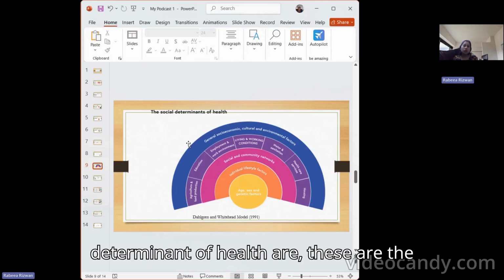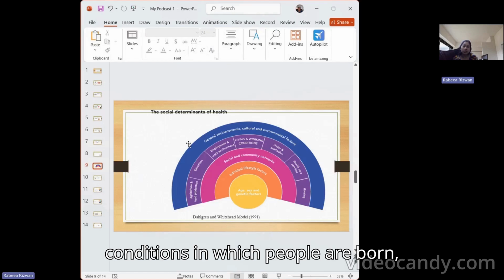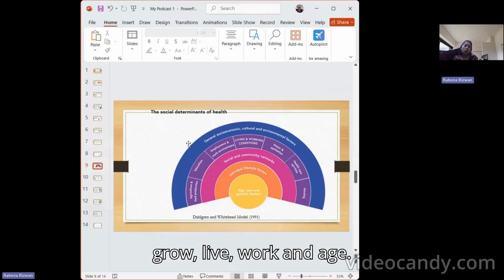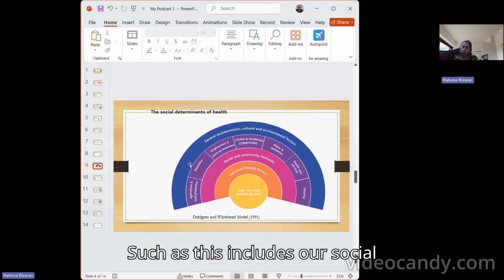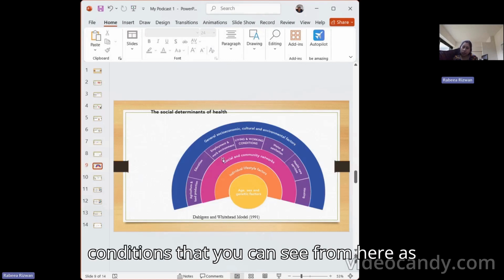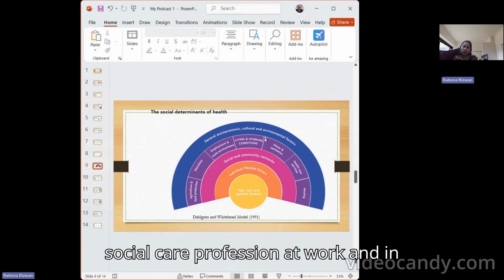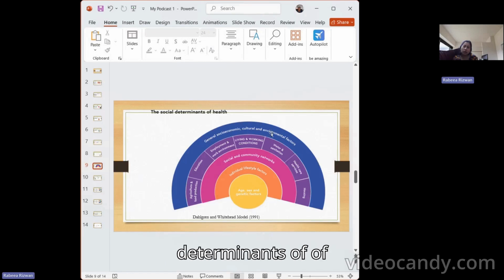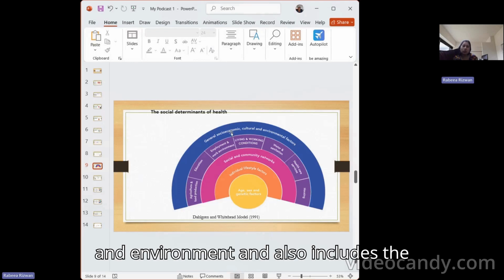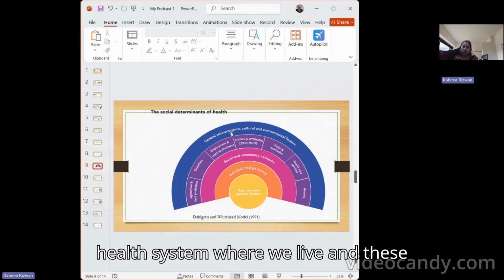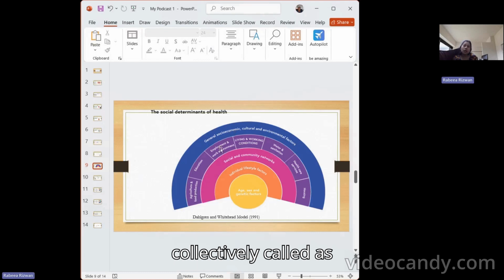These determinants of health are the conditions in which people are born, grow, live, work, and age. This includes our social networks and socioeconomic conditions, which you can see from these diagrams and the Whitehead model that we use in our health and social care profession at work and in our services to identify the determinants of health, the environment, and also the health system where we live. Collectively, these are called the social determinants of health.